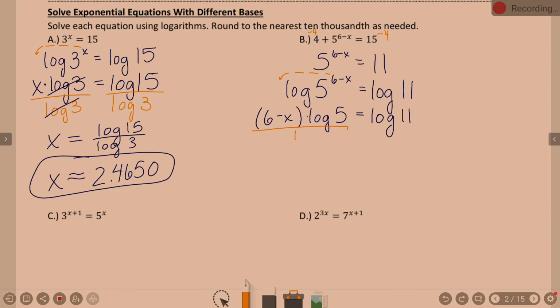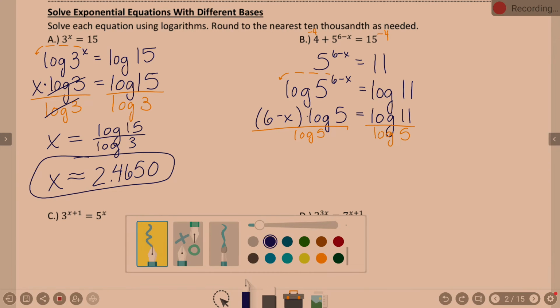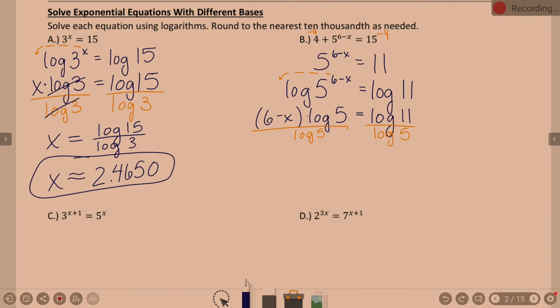It's 6 minus x times log 5. So I'm dividing by log 5. With this in mind, log 5 cancels with log 5. And I have 6 minus x equals, and I'm just going to write it as log 11 divided by log 5. It's some yucky decimal that my calculator will tell me later.